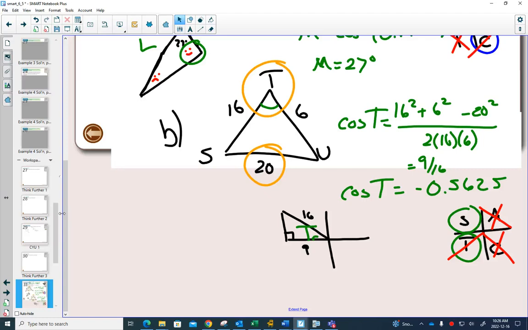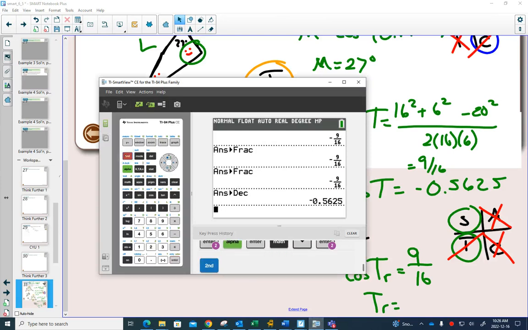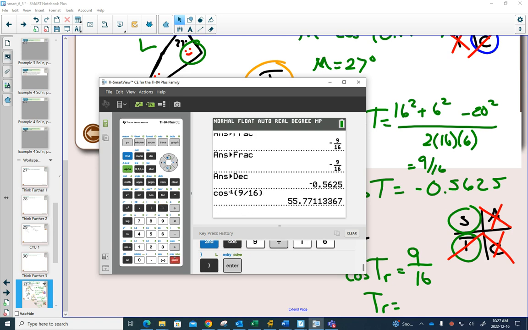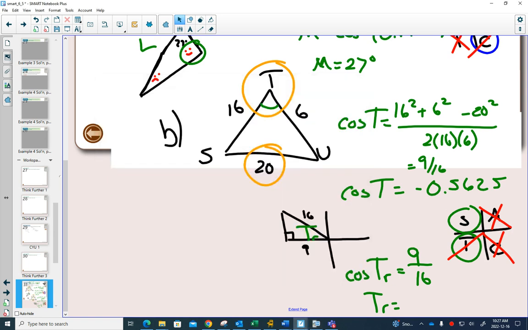That's the angle I'm trying to find. And if I have that right angle triangle, I can go back to grade 10 math and say I can find this angle because cos of my reference angle is positive 9 over 16, or positive 0.5625. If I go to my calculator, I can go second cos inverse 9 divided by 16, and I get 55.77.